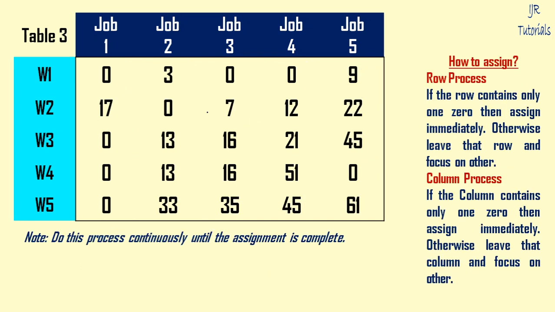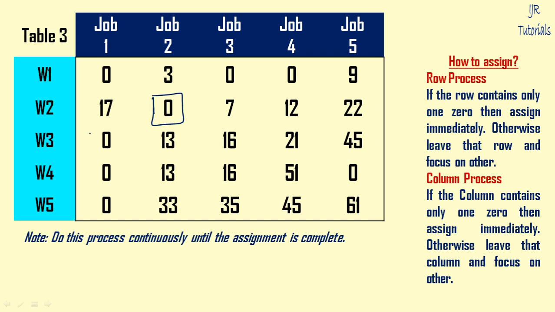Check that all rows and columns have zeros. Yes, all rows have zeros and all columns have zeros. So then we can do the assignment. How to assign? Row process: first we give preference to the row which has only one 0. If more than one 0 is there, we leave that row for the time being. You see the first one, W1, has 3 zeros, so leave that row. The second one has only one 0, so you can directly assign it and check whether there are any other zeros in that column. There are none. Otherwise you strike off those zeros.